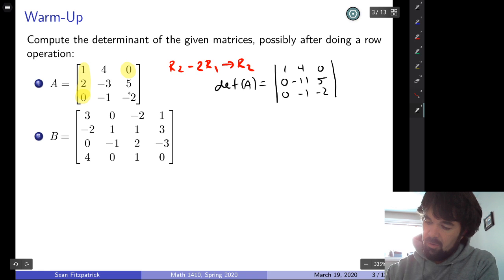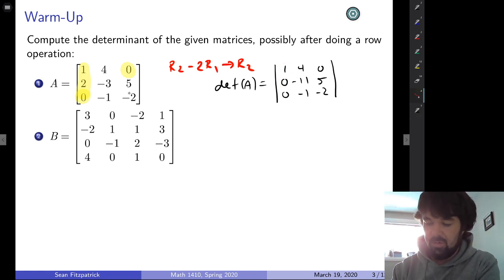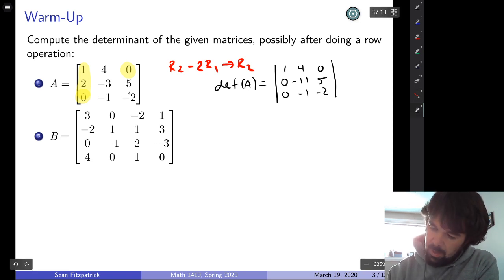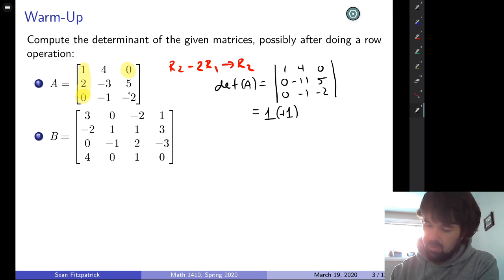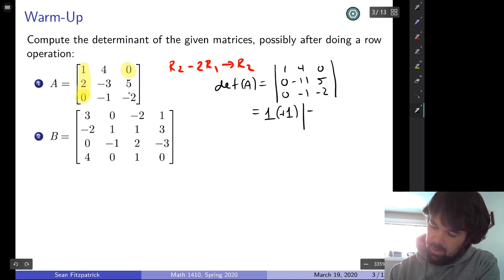Now I want to do cofactor expansion down the first column, because I'm going to get that 1 times, again, it's always plus 1 in that top corner. We always multiply by either plus 1 or minus 1, depending on which position we're in. In the 1,1 position, it's plus 1. And then we multiply by this 2 by 2 determinant: minus 11, 5, minus 1, minus 2.